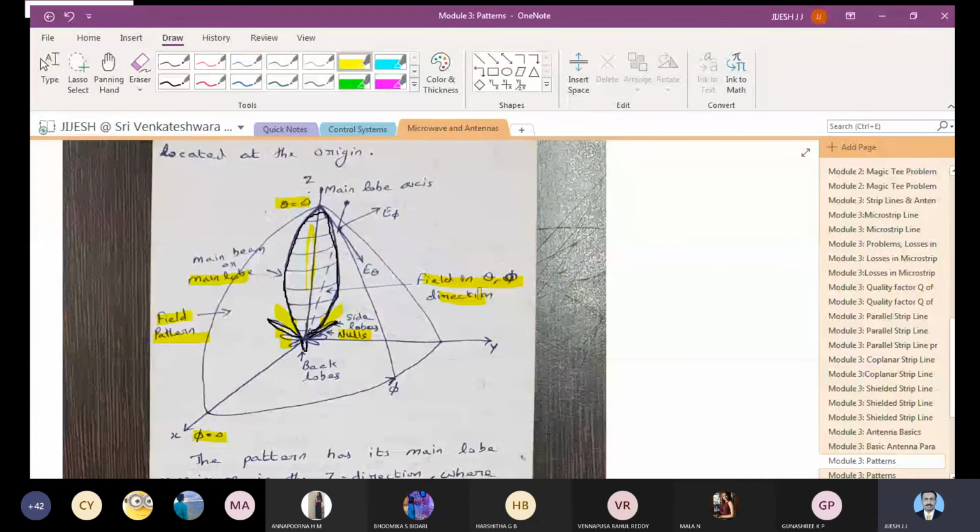So all of you complete this figure. So all of you draw this figure. So draw it in a 3-dimension.